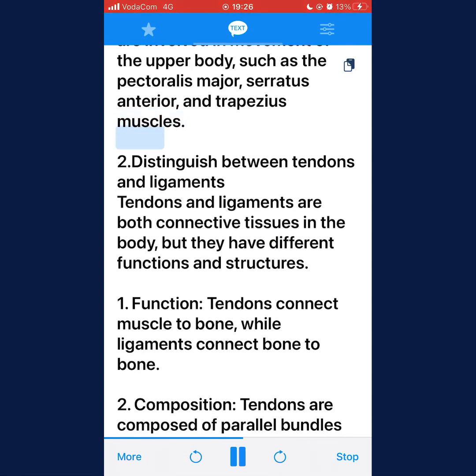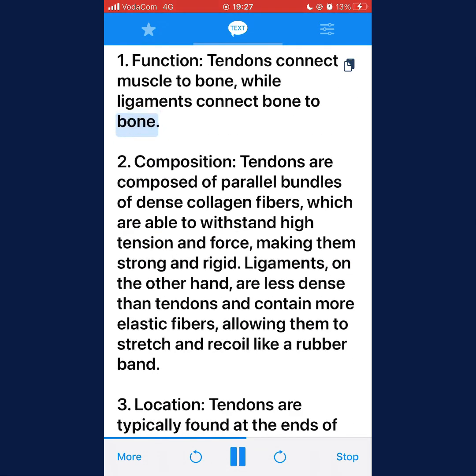2. Distinguish between tendons and ligaments. Tendons and ligaments are both connective tissues in the body, but they have different functions and structures. 1. Function. Tendons connect muscle to bone, while ligaments connect bone to bone. 2. Composition. Tendons are composed of parallel bundles of dense collagen fibers, which are able to withstand high tension and force, making them strong and rigid.